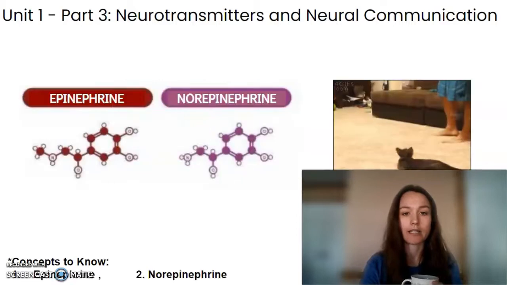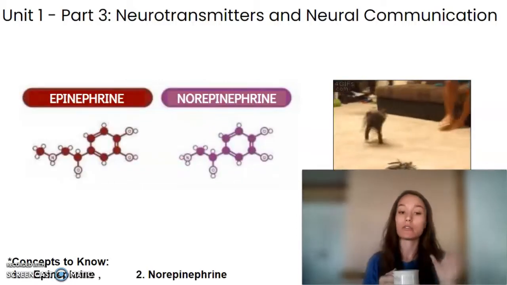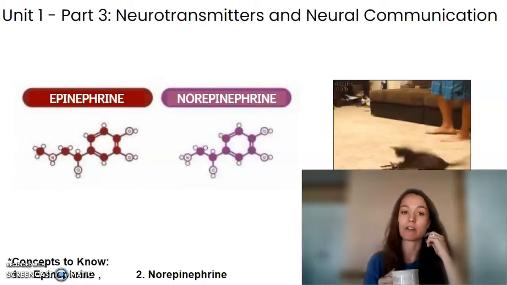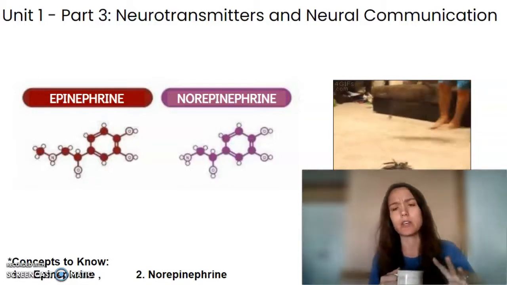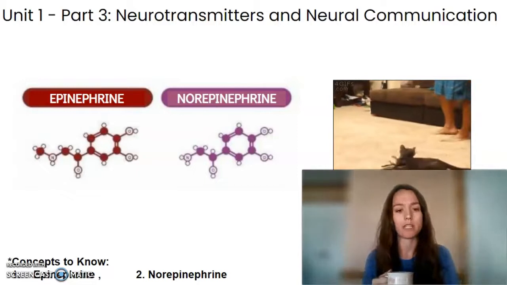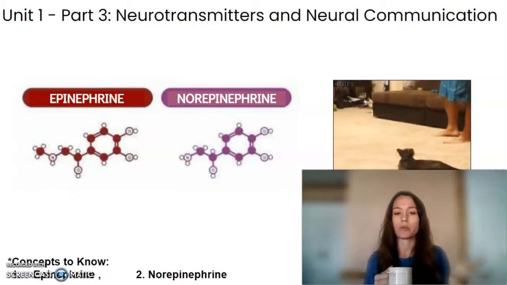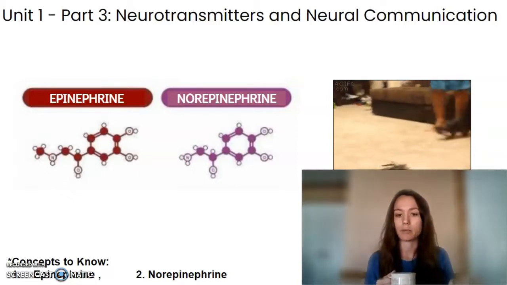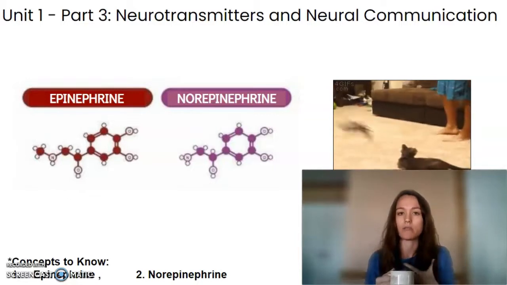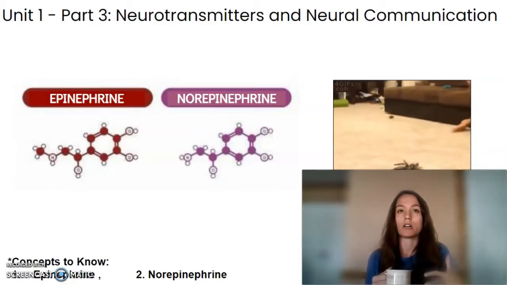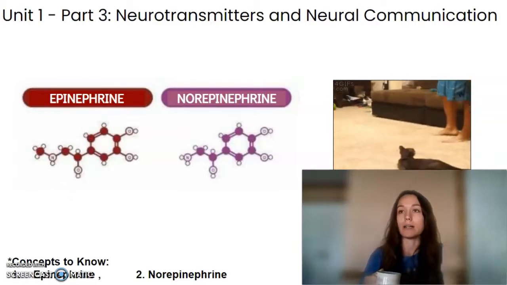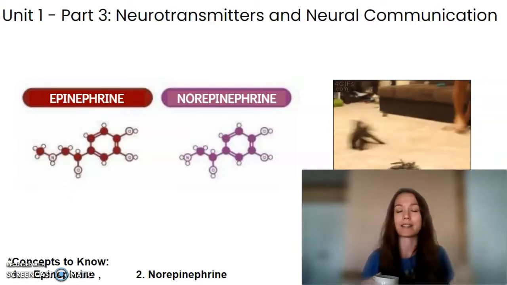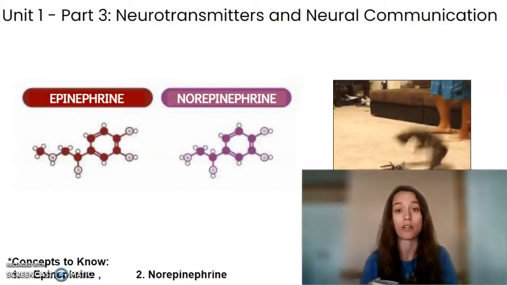All right, next is two types of neurotransmitters that work together, epinephrine and norepinephrine. And you don't need to think of them separately. You can think of them together. They're both working to produce the fight or flight response. So this is the response you feel when you are starting to get ready for maybe a scary activity or something that's making you nervous.